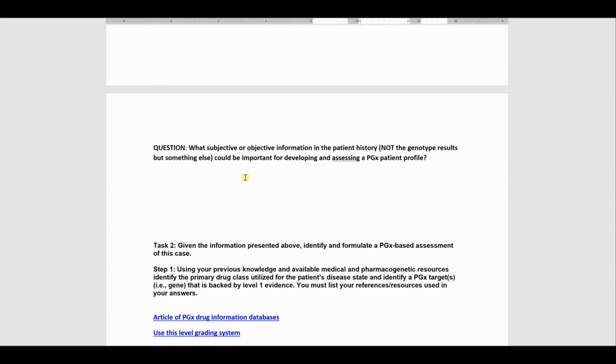So this brings us to our first question. What subjective or objective information in the patient history, not the genotype results, but something else, could be important for developing and assessing a pharmacogenetic profile? So when you want to look into a patient's history, especially when you're also trying to do a pharmacogenetic consult, one of the biggest things, and this is even without pharmacogenetics in psychiatry, and you guys probably remember, is previous medication trials and family history of drug response.